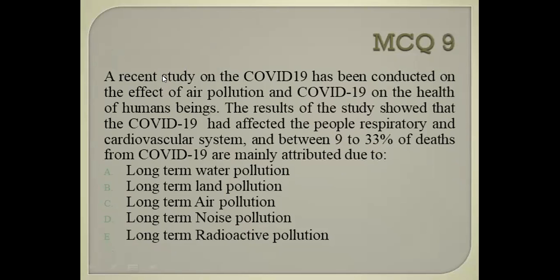MCQ 9. A recent study on COVID-19 has been conducted on the effect of air pollution and COVID-19 on the health of human beings. The result of the study showed that COVID-19 had affected people's respiratory and cardiovascular systems, and between 9 to 33% of deaths from COVID-19 are mainly attributed to long-term water pollution, air pollution, land pollution, noise pollution, or radioactive pollution. C. Because air pollution is mostly related to respiratory tract infection, and other pollutions are not related to COVID-19 infection.